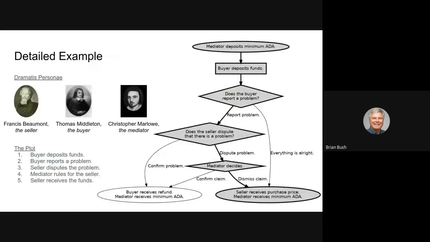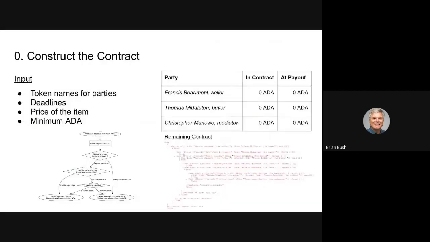So we have the 3 roles here. We've given them names. And we're going to look at the case where the seller receives the funds after there's a dispute and the mediator rules for the seller. So it's this path here. Buyer reports a problem, seller disputes, and the mediator dismisses the buyer's claim so that the funds go to the seller. So the first stage with Marlowe CLI is constructing the contract.